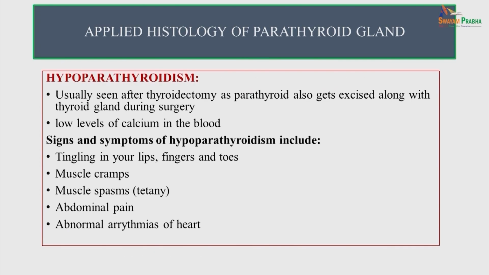Hypoparathyroidism is usually seen after thyroidectomy, as the parathyroid also tends to get excised along with the thyroid gland during surgery. There is a low level of calcium in the blood. So, the signs and symptoms of hypoparathyroidism include tingling in lips, fingers and toes, muscle cramps, muscle spasm, abdominal pain, and abnormal arrhythmias of the heart.